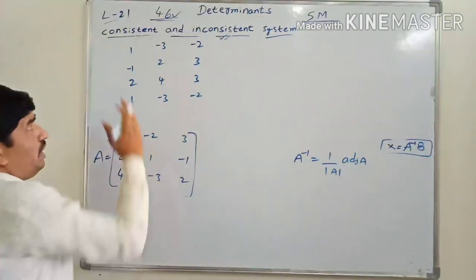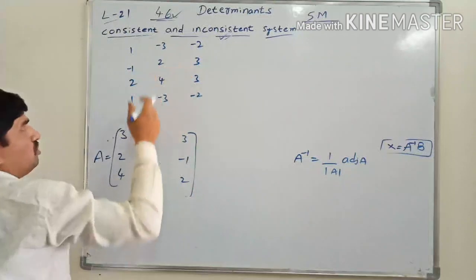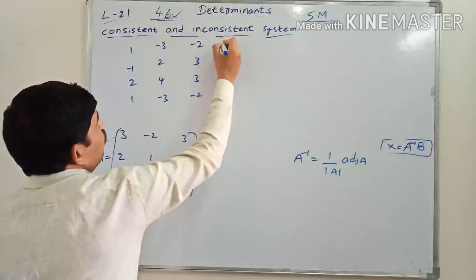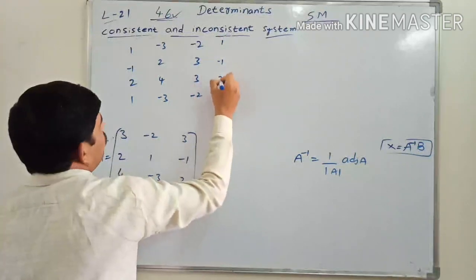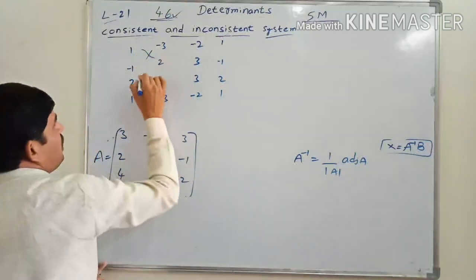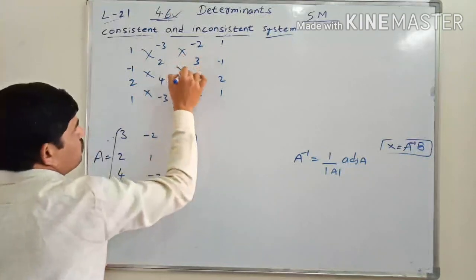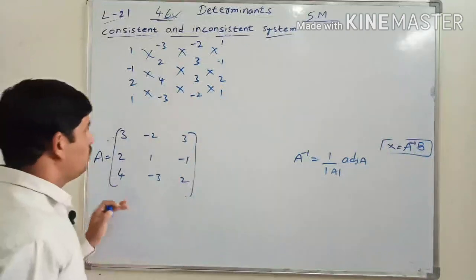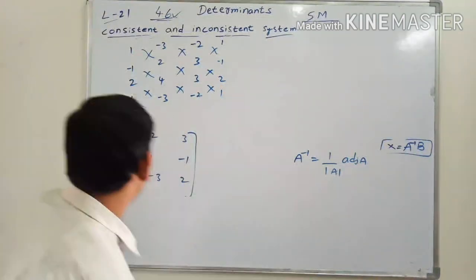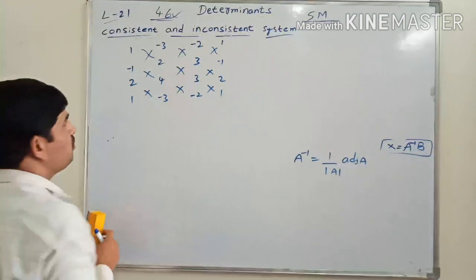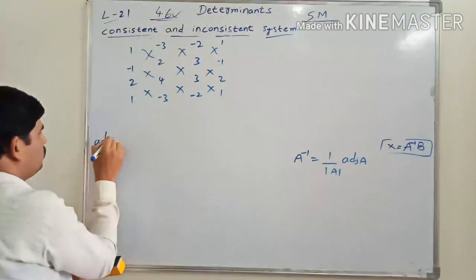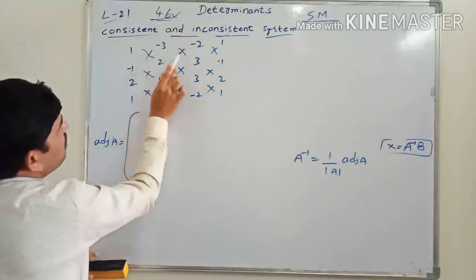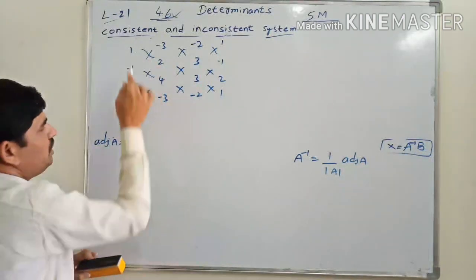Completed now. So after writing these 3 rows, we have to take the first column in the last. 1, minus 1, 2, 1. Completed now. So just making the cross multiplication. Cross multiplication of this. Yes. So after this, now I'm making the cross multiplication of this one. We have to write the adjoint A. Now whatever cross multiplications we are observing, just we have to write in this place.